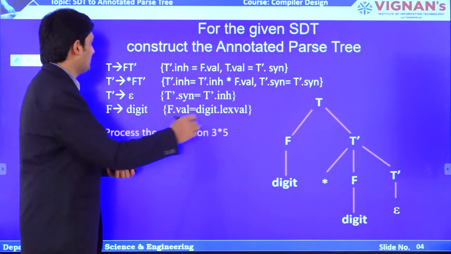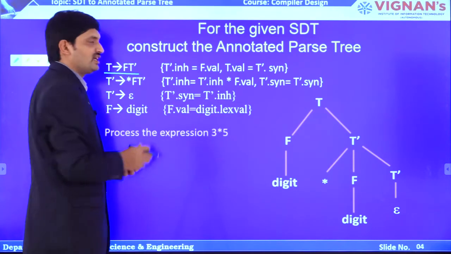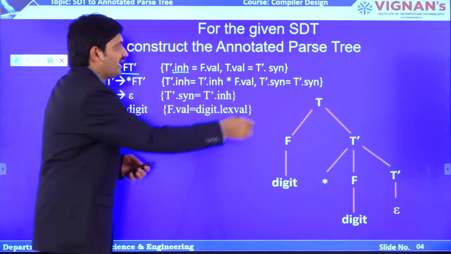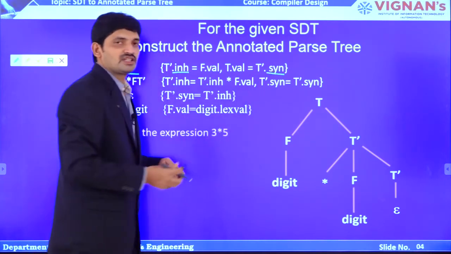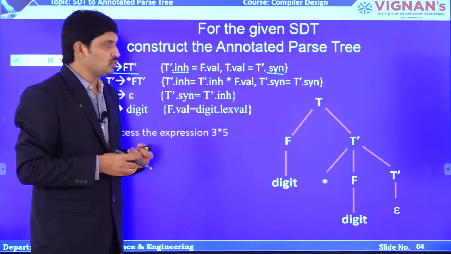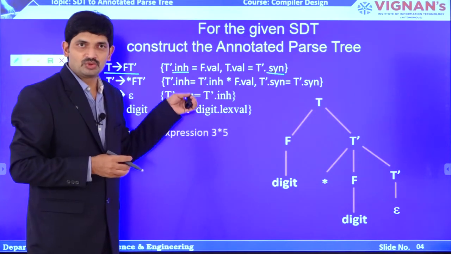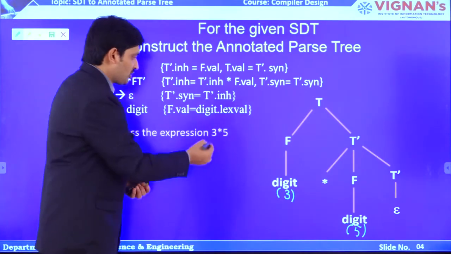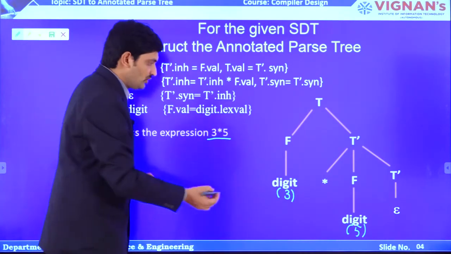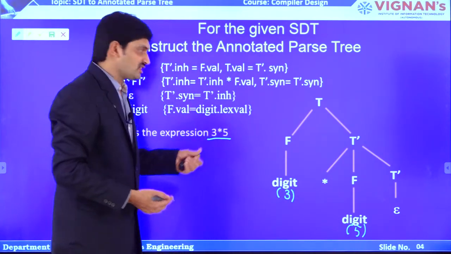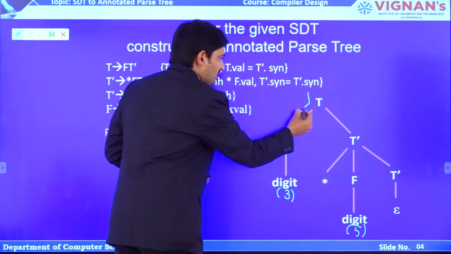Here you can clearly observe, if T tends to FT dash, INH means inherited attribute and SYN means synthesized attribute. So, we are going to use the synthesized attributes and inherited attributes in these semantic rules. I want to process the expression 3 into 5. So, here I assigned 3 and 5 to the digits, starting the parsing process from the start symbol.